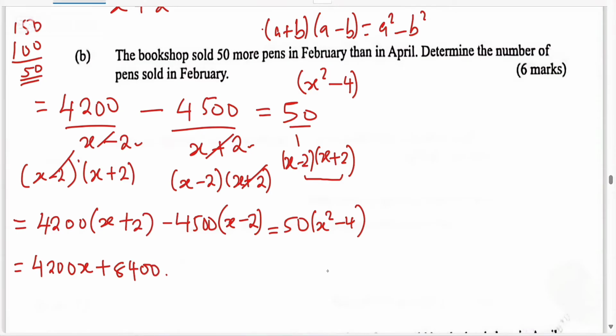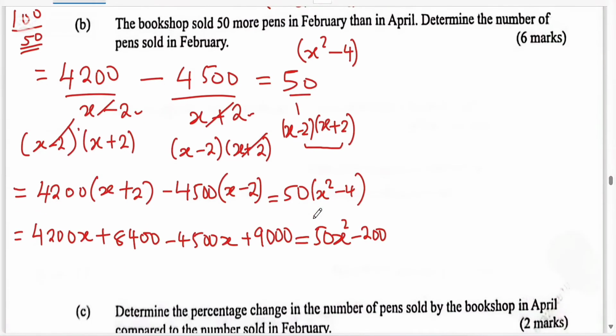4500 multiplied by x, remember there is a negative, so it gives you minus 4500x. And negative 4500 multiplied by negative 2, remember both are negative, therefore it becomes positive, so it's 9000. So now your 50 times x squared, 50x squared, times negative 4 is negative 200. Okay, up to there. Collect the like terms now.